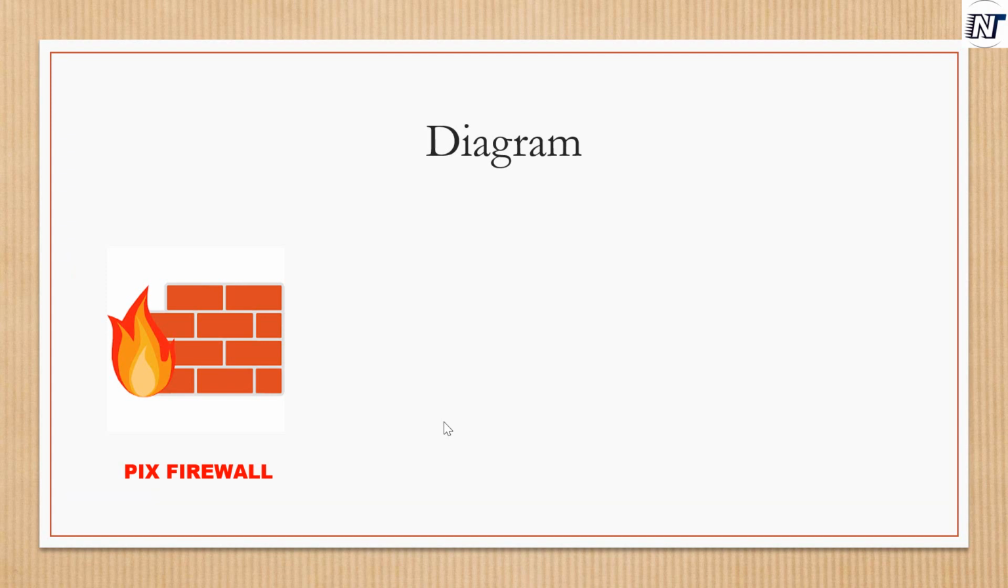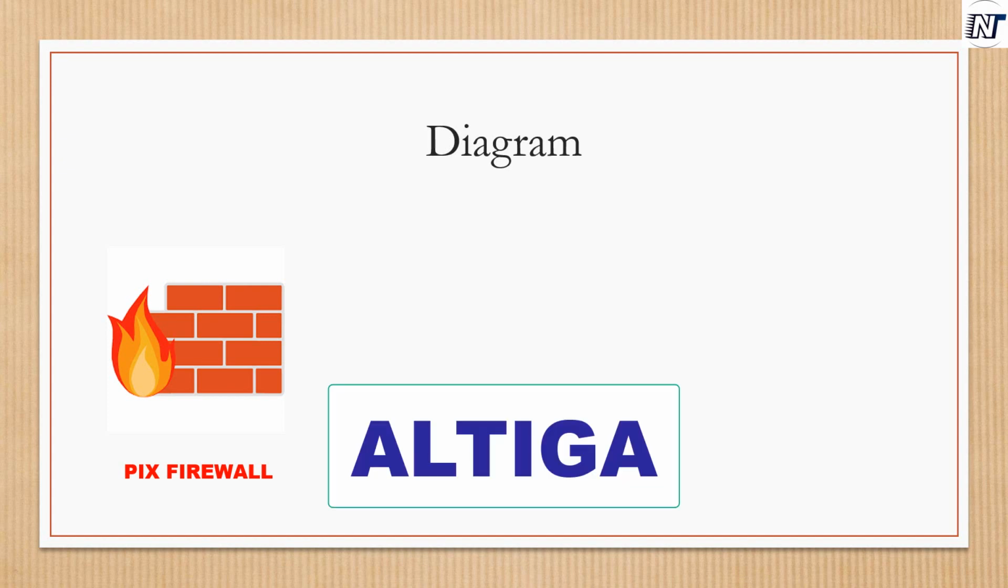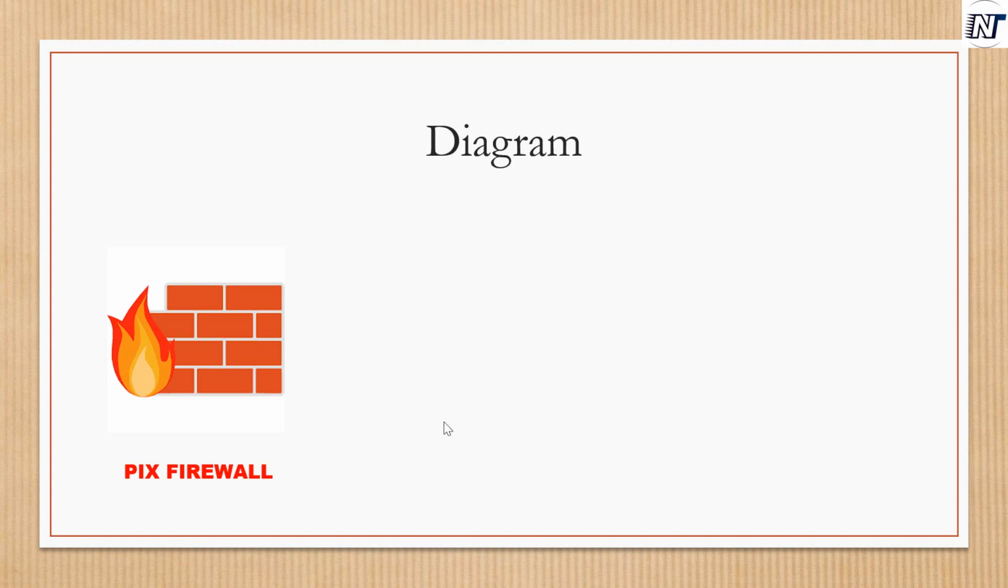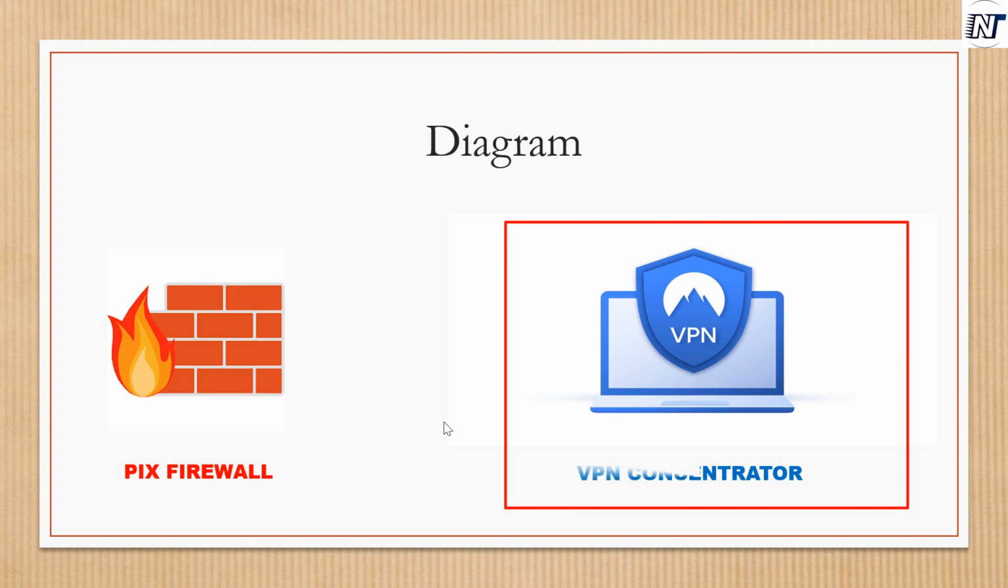So Cisco was looking for a product that they could integrate with their firewall device to give an end user the capability of doing both. So they went out and bought a company by the name of Altiga. At that time, Altiga had a product by the name of VPN Concentrator. As the name suggests, it was a VPN box and it had the ability to do SSL VPN, and it could do IPsec VPN too.